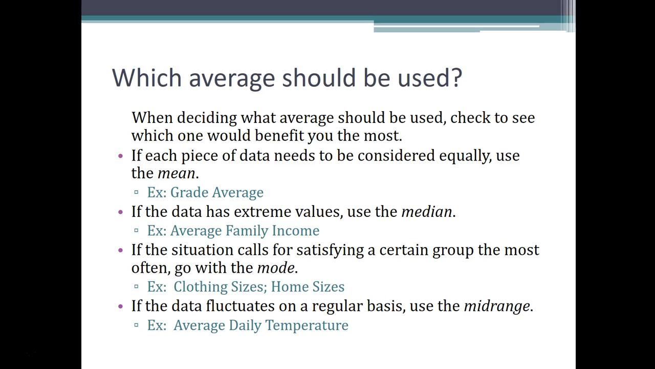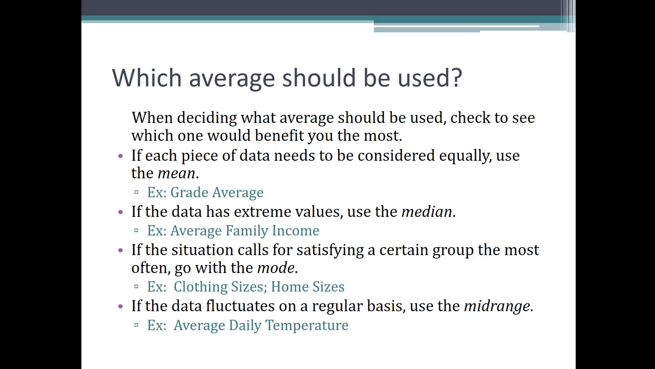And then if the data fluctuates on a regular basis, use the mid-range. Average daily temperature might do this, because in the desert, it might be super cold at night and super hot during the day. They might go ahead and use the mid-range and take the lowest plus the highest divided by 2.